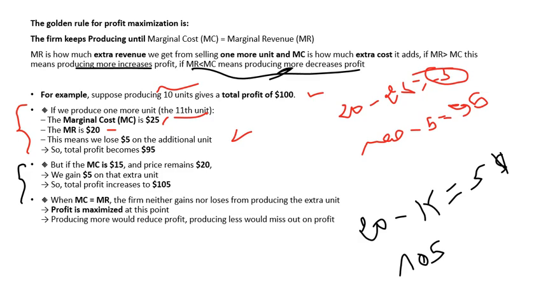So the condition when the marginal cost equals marginal revenue, the firm neither gains nor loses from producing the extra unit. So the profit is maximized at this point when MC equals MR. Producing more will reduce profit. Producing less would miss out on profit, which means the optimal profit maximization happens here when the marginal cost equals the marginal revenue.